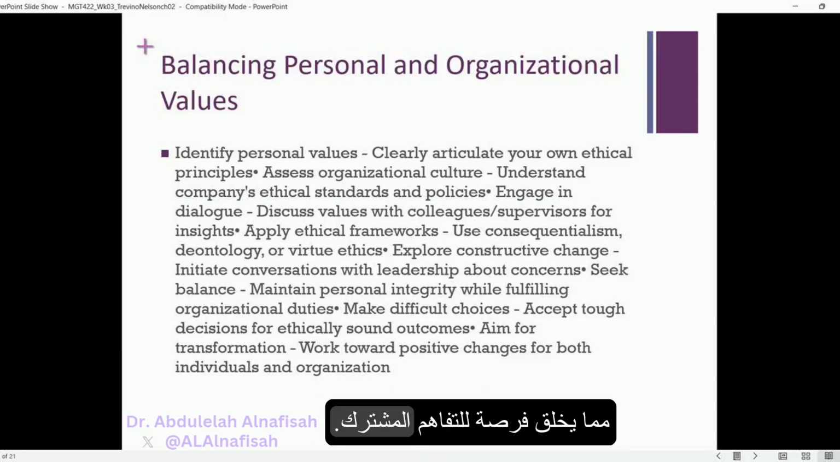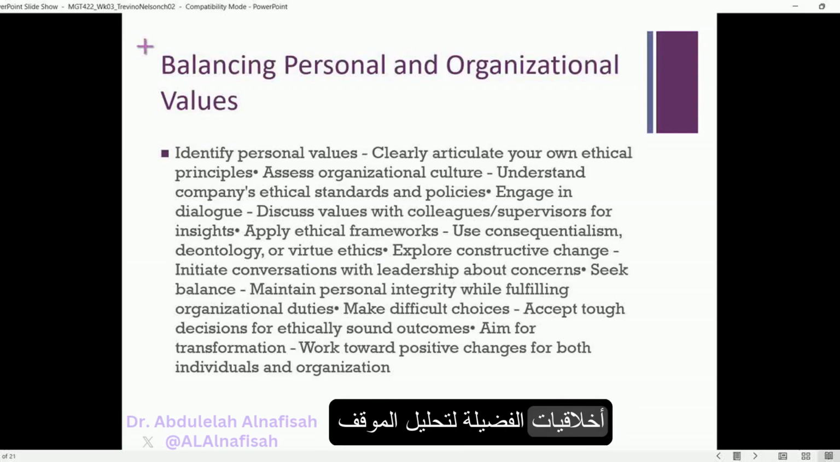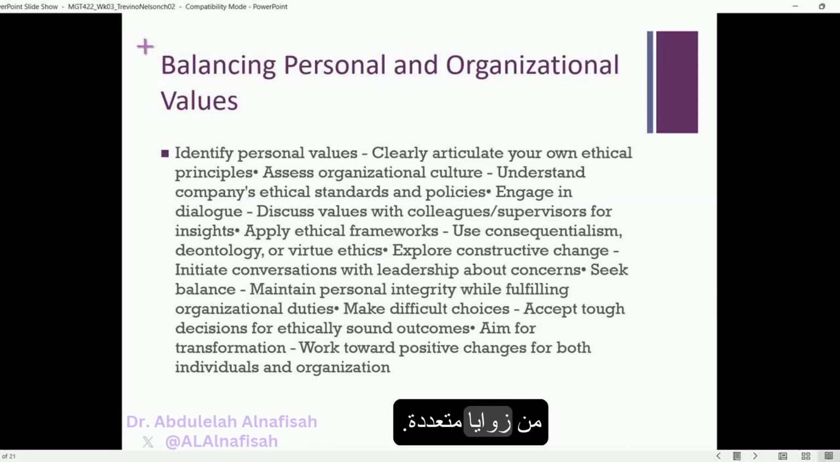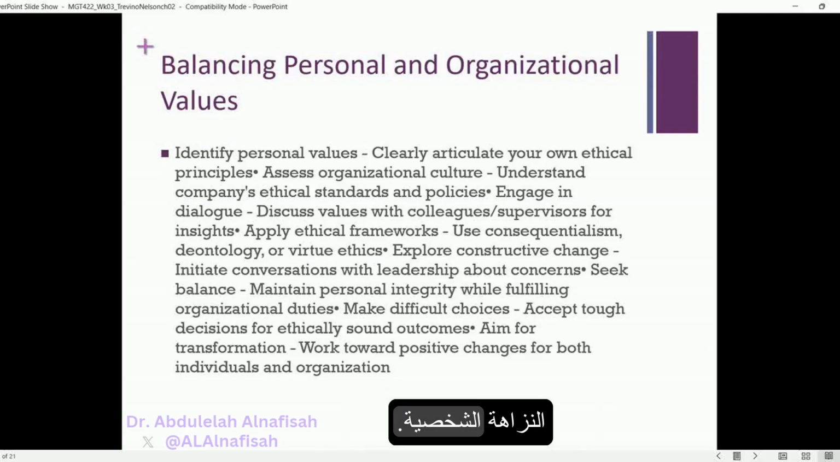When conflicts arise, one can employ ethical frameworks such as consequentialism, deontology, or virtue ethics to analyze the situation from multiple angles. This not only allows for the consideration of potential consequences, but also emphasizes adherence to ethical standards and the cultivation of personal integrity.